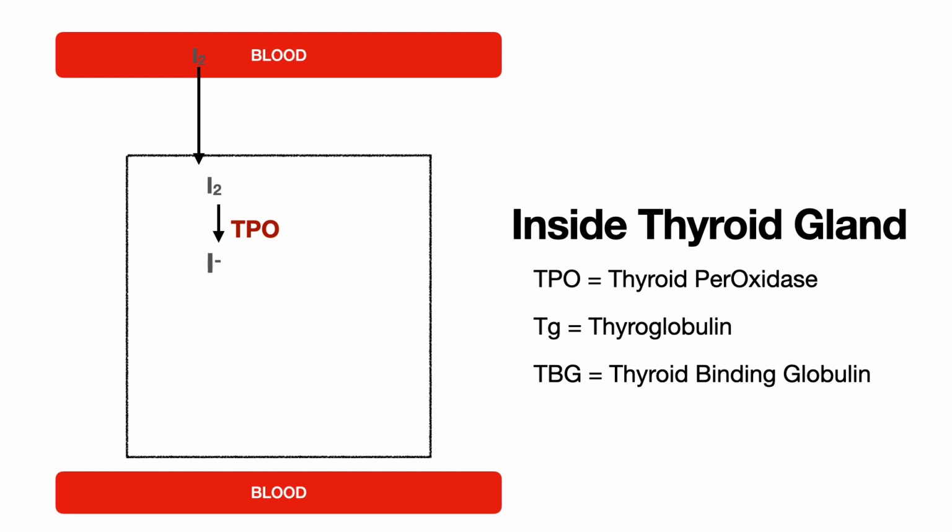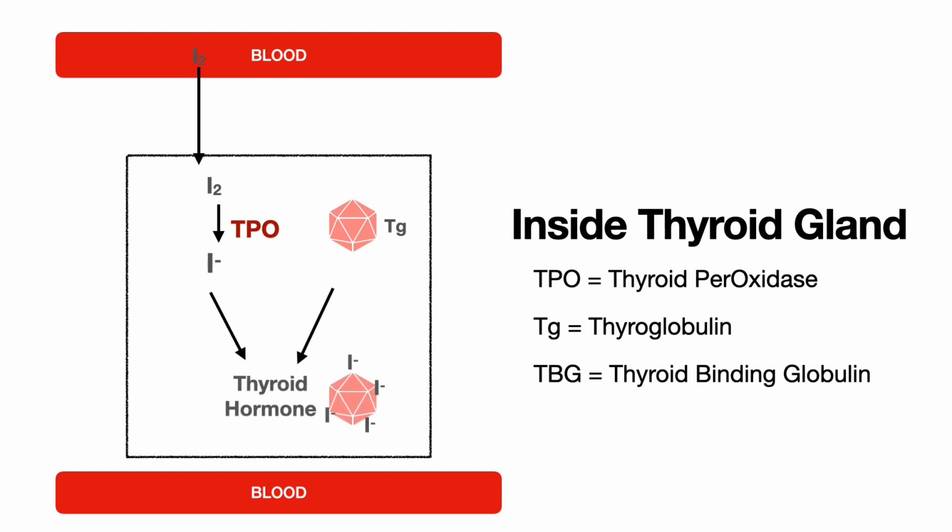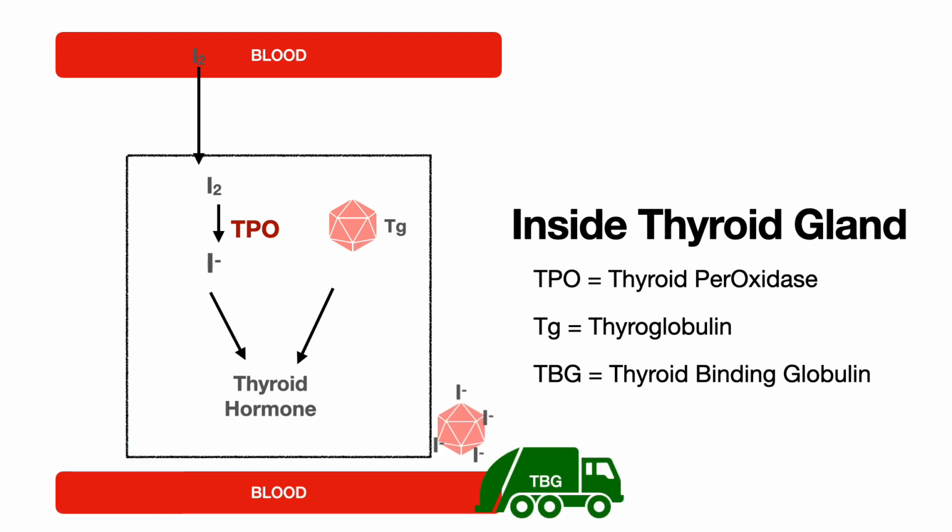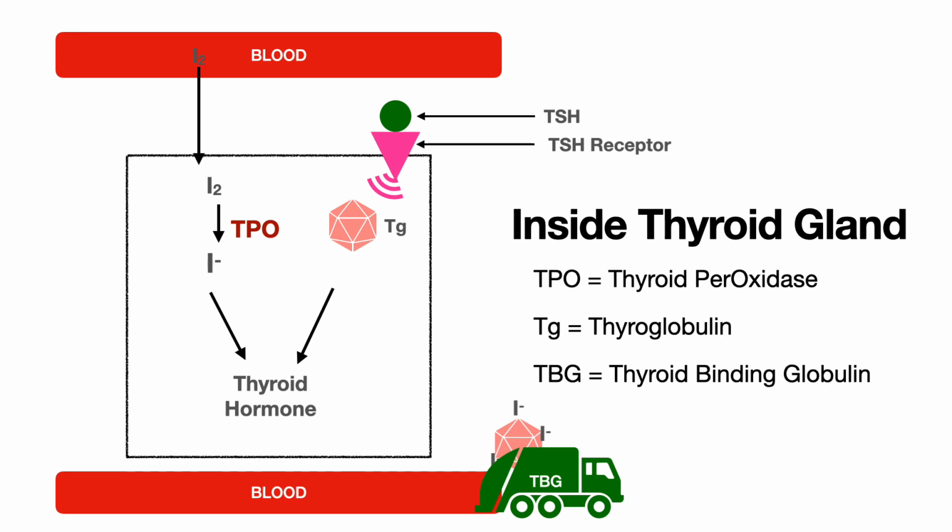This thyroid peroxidase helps the iodide formation, and this iodide along with Tg, that is thyroglobulin, combines and forms the thyroid hormone. This thyroid hormone is poured into the blood and is transported to all the body tissues with the help of TBG, that is thyroid binding globulin. Now this whole process is governed by TSH, which is basically a hormone released by pituitary. This hormone acts on a receptor, the TSH receptor, and regulates the hormone synthesis.